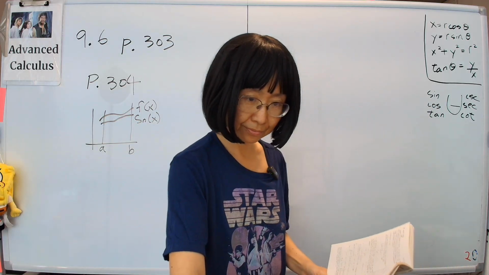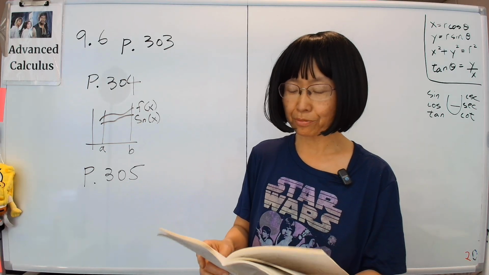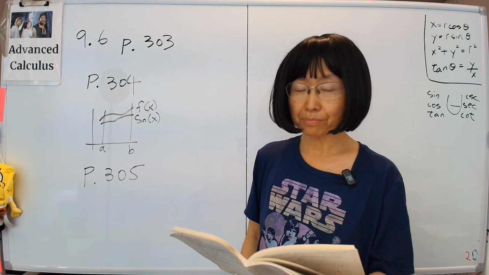Next, let's look at page 305, example A, where we have 1 over 1 plus x.